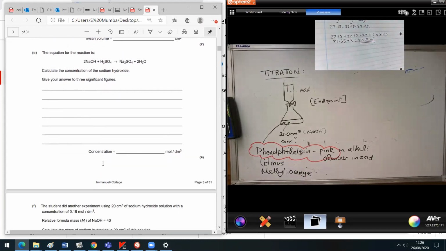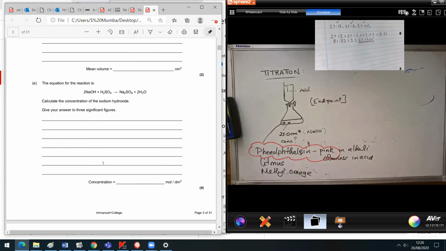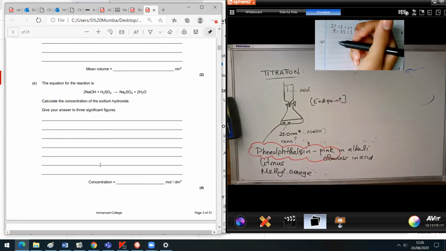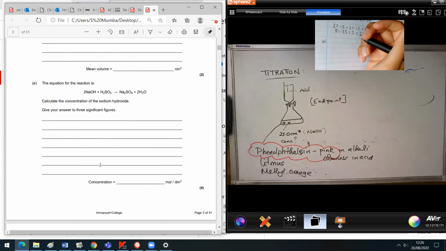Next one now. Look at that, four nice big marks there. See if you can get them. Okay, so is it question E you want me to do? E, yes, correct. So the equation for the reaction is given. Calculate the concentration of sodium hydroxide.